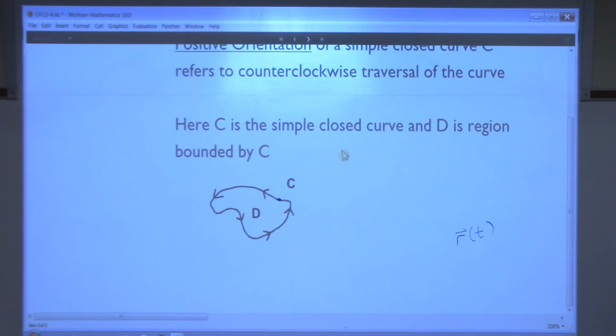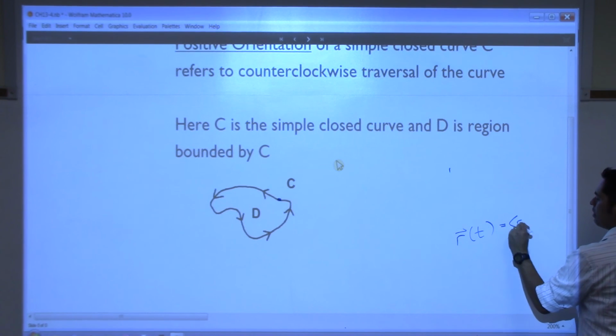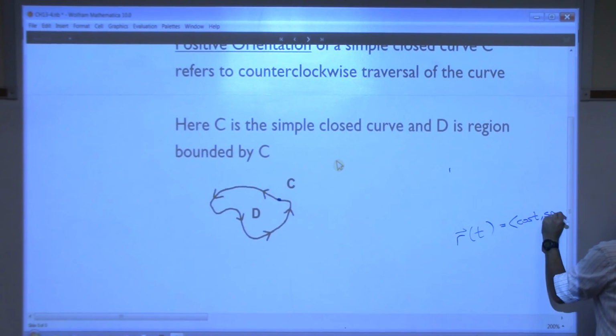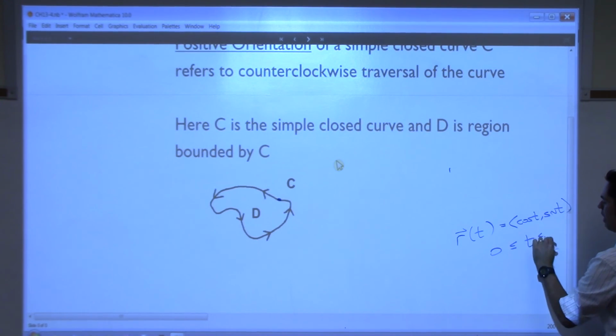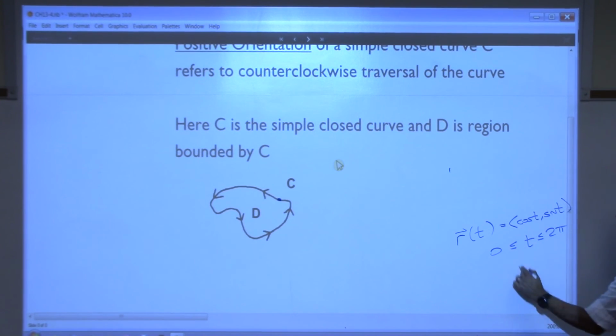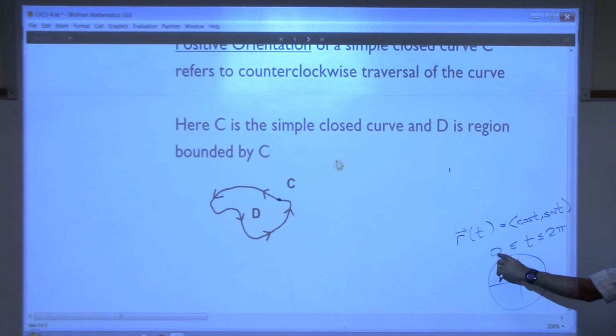All right? So like this right here. r of t equals cosine t, sine t. That should look familiar to you. t is between 0 and 2 pi. That draws the unit circle. Positive or negative orientation? If you start t at 0 and go to 2 pi, it's going to draw it this way, right? That would be positive orientation.